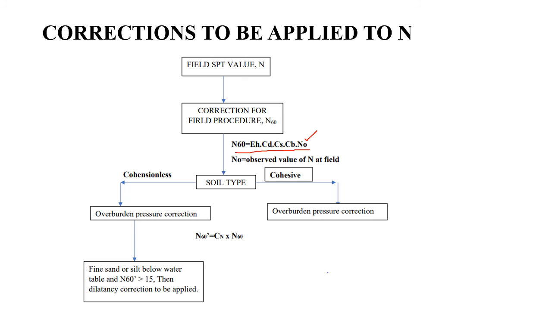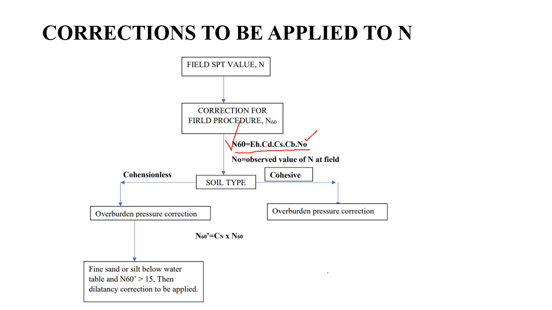In N60, 60 means 60 percent of the theoretical free fall hammer energy. As I mentioned before, there are different types of hammers used for conducting the test. So to account for the variability in the efficiencies of different hammers used, we standardize the N value to 60% of the theoretical free fall hammer energy. That is why we call that corrected N value N60.